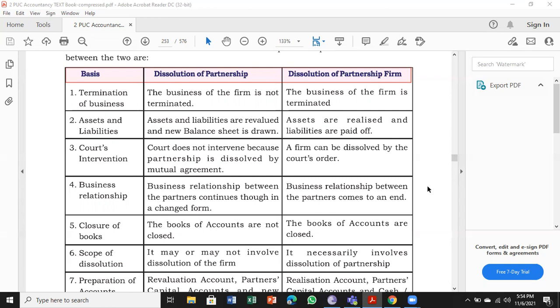Sir, in the partnership firm, how was it terminated, and in this partnership, how is it not terminated? Sir, I didn't understand. Okay, I'll explain again.